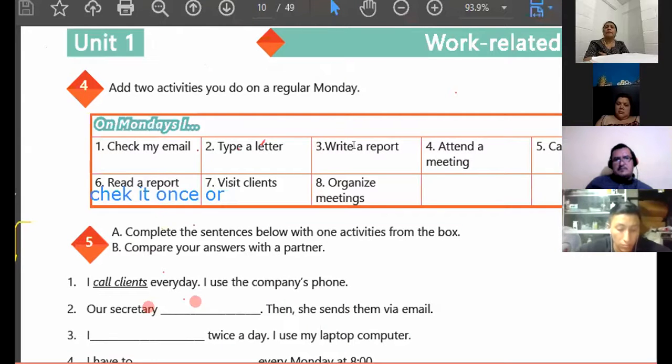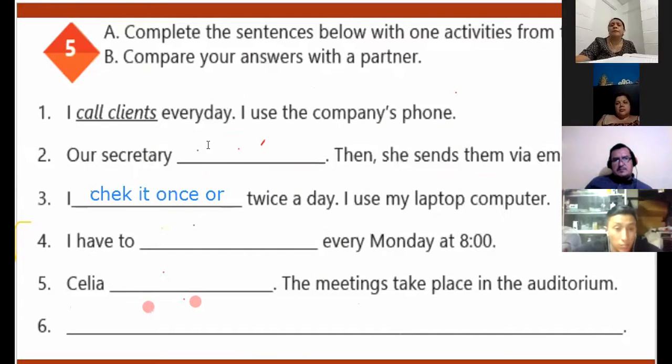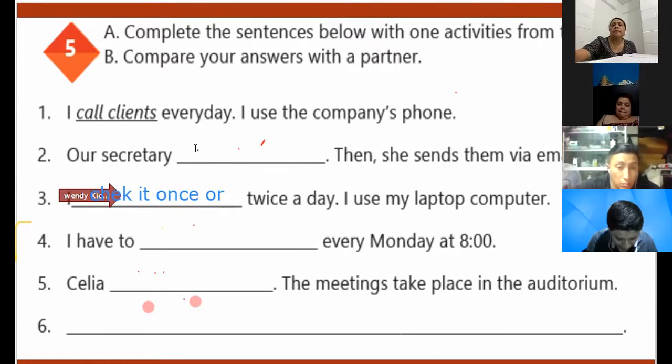Okay, remember, write a report or type a letter. Number two, type a letter. Look, they are talking in plural, so I'm going to type it for everybody here, okay?